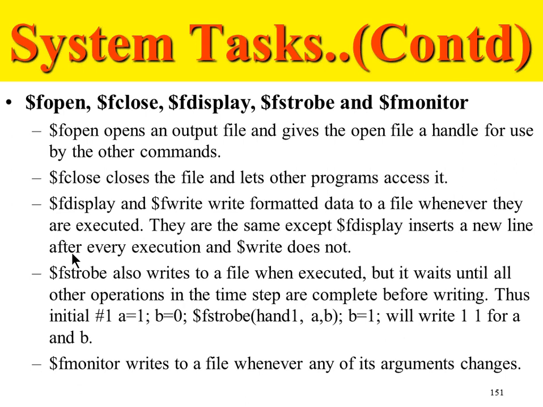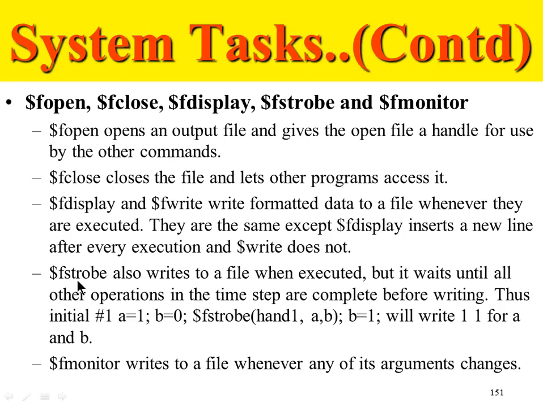So in this example, if we see this initial hash one, a equal to one, b equal to zero, dollar fstrobe handle one. So handle one is pointing to the file name a comma b. So this is how it will be used. B equal to one. We'll write 1 1 for A and B.